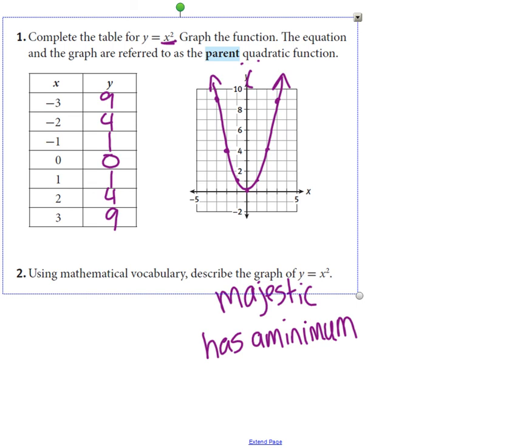Positive A. What does that mean when it has positive? Because it's just saying describe the graph. What's a minimum? Has a minimum. So what does it mean when A is positive? We say the graph opens upwards.